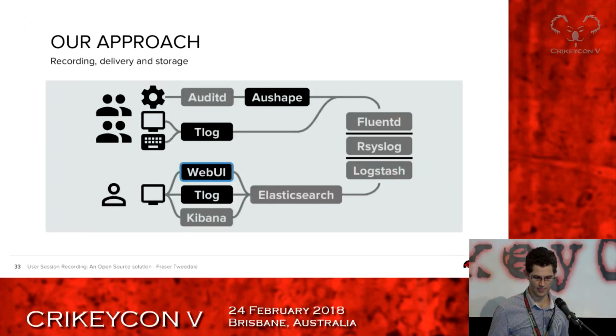Okay, so wrapping up, this is the summary of our approach. We're going to use tlog for recording sessions and ORShape for transforming audit subsystem events, and we're going to ship them off using rsyslog, Logstash, VQ, whatever, into Elasticsearch, and then we're going to have tools, Kibana, Cockpit, or whatever else we come up with for digesting the information out of Elasticsearch.